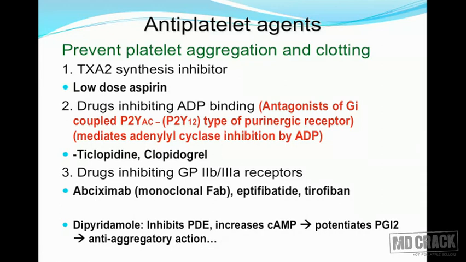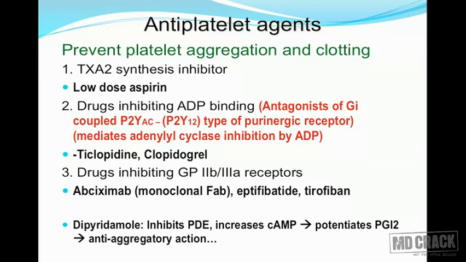So either you can inhibit the thromboxane A2 or you can potentiate the prostacyclin, that's PGI2. So dipyridamole potentiates the prostacyclin, and that is the way it produces anti-aggregatory action. So this dipyridamole is another antiplatelet agent, but I am not considering it under the major antiplatelet agent groups.